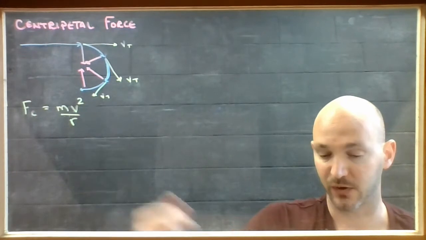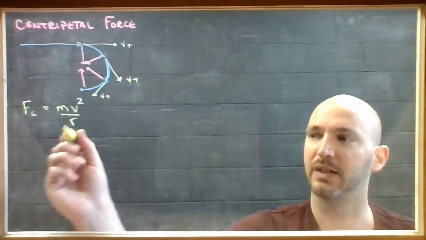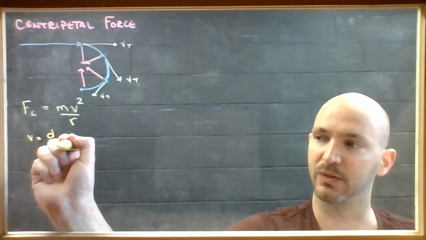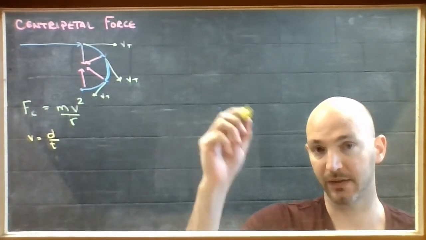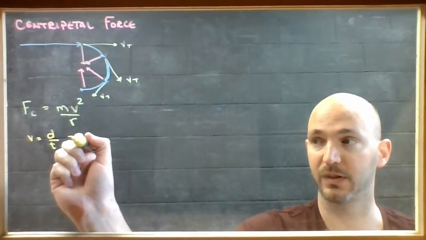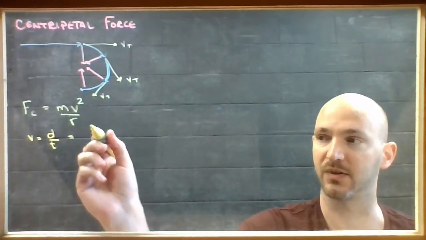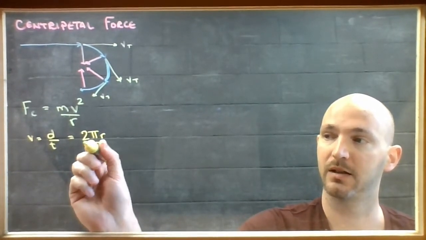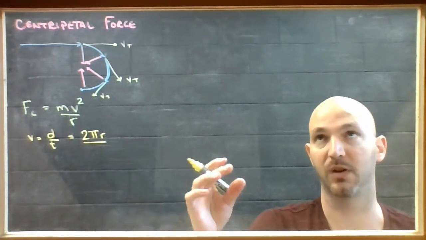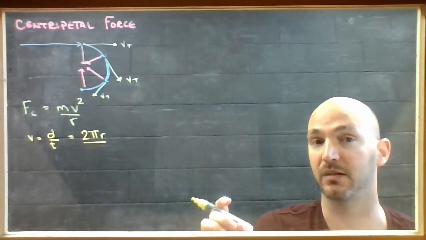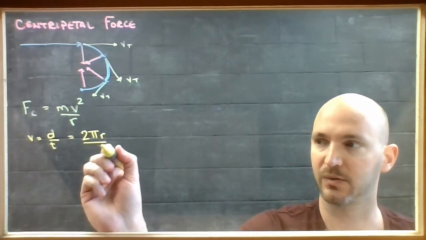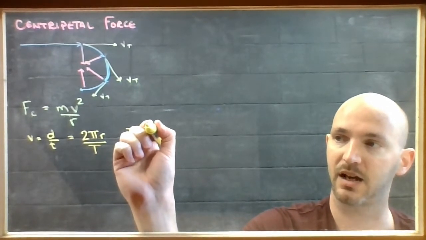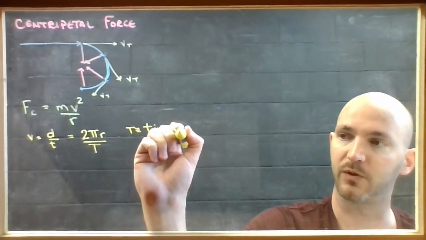So to convert this version to that version, I'd have to realize that speed is the same as distance traveled over time. And if you travel around a circle, the distance you've traveled is the circumference of that circle, which is 2 pi r. And the time then isn't just an arbitrary time, it's the period of one full rotation. We're going to use a capital T there. Note that T is the time for a full rotation.